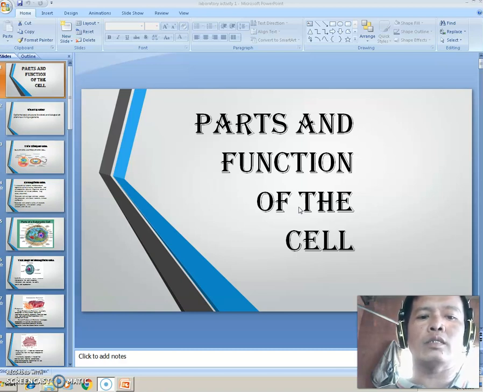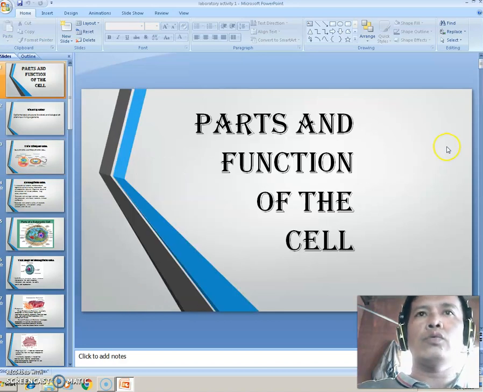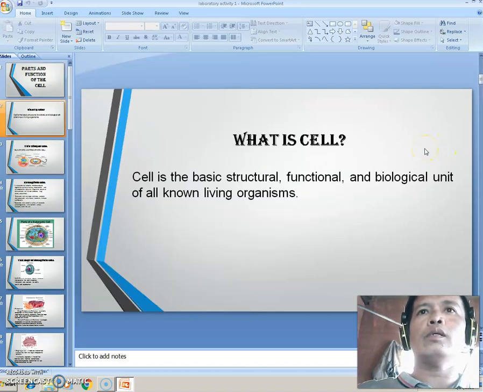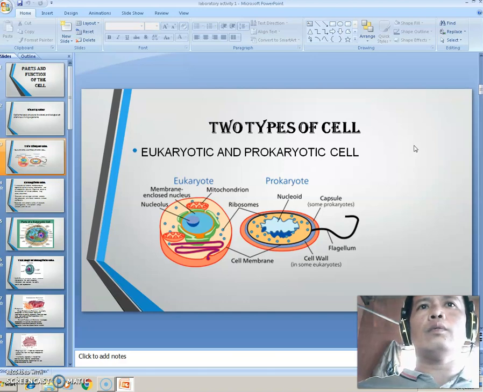I'm here to discuss the parts of the cells and their functions. First, we have to define what is a cell. A cell is the basic structural, functional, and biological unit of all living organisms. There are two types of cell, the eukaryotic and prokaryotic cell.